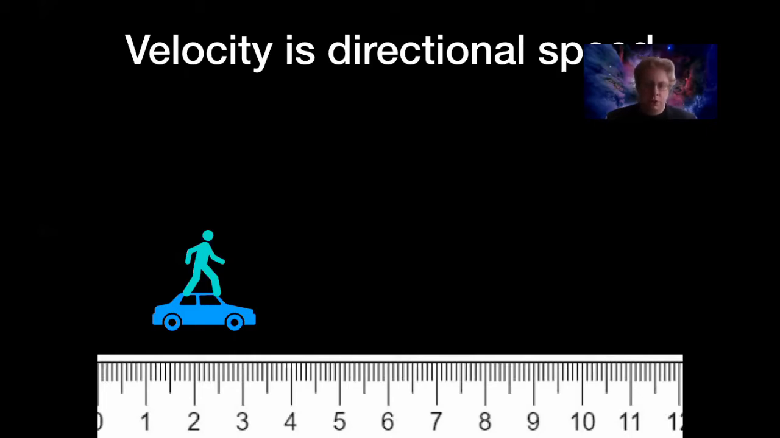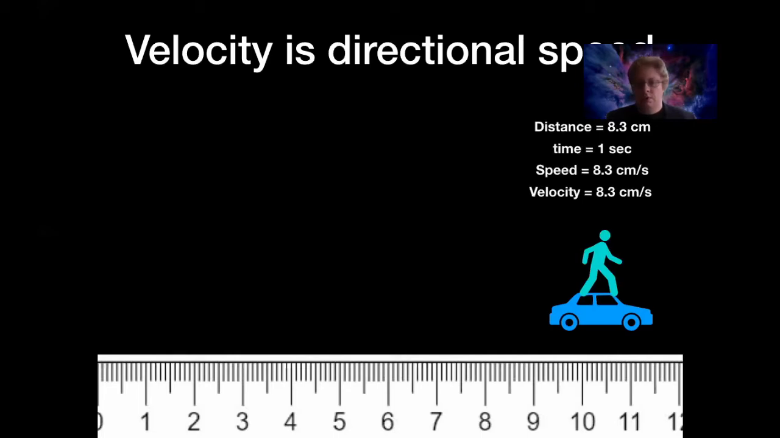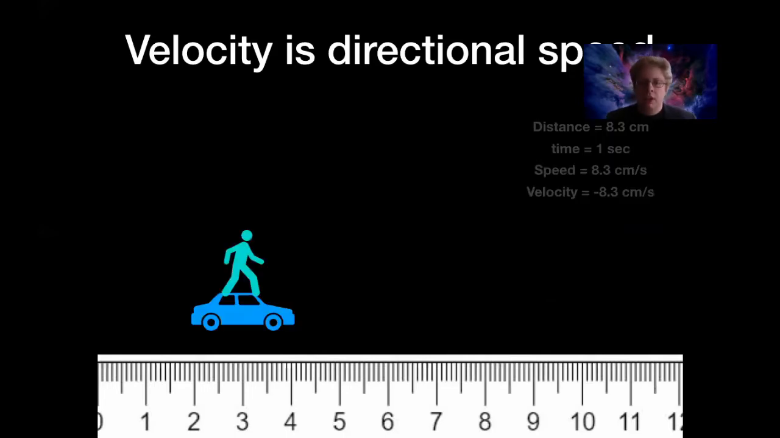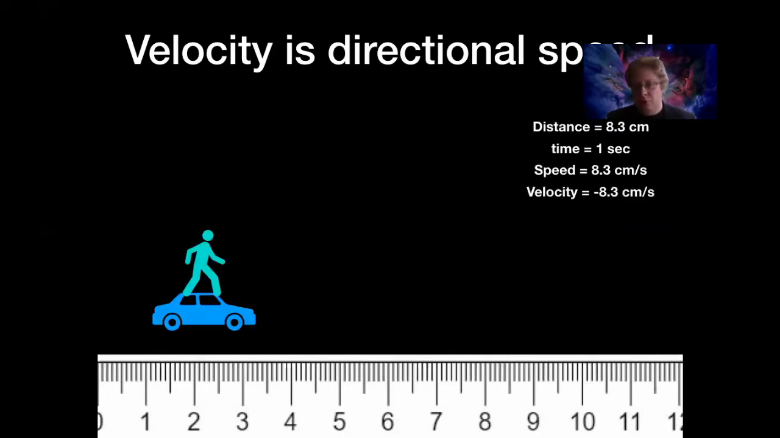So here's this fellow in the car again, and he's going to move quickly from point A to point B. He traveled 8.3 centimeters in 1 second, so his speed was 8.3 centimeters per second. His velocity was also 8.3 centimeters per second. Now I'm going to send him back the other way. This time, his distance was also 8.3 centimeters. His time also took 1 second, so his speed was still 8.3 centimeters per second. But now his velocity is negative, and that implies that he's going the opposite direction. So velocity is negative 8.3 centimeters per second.